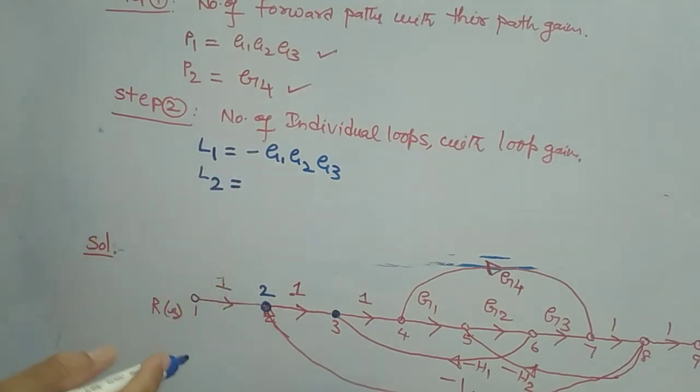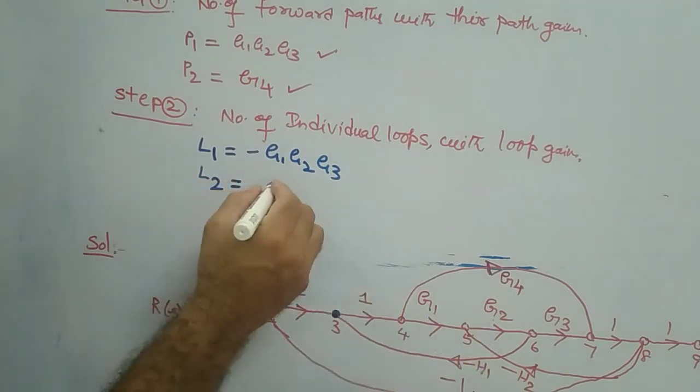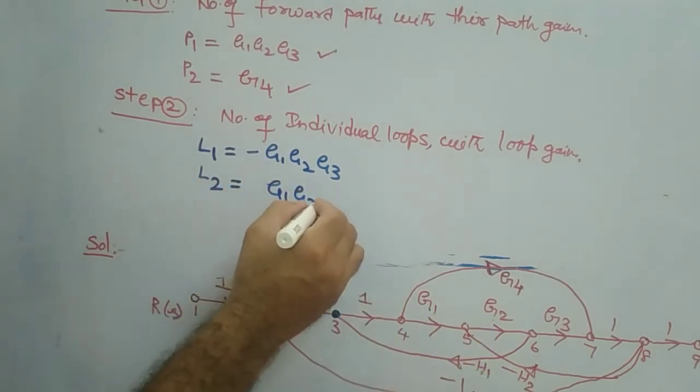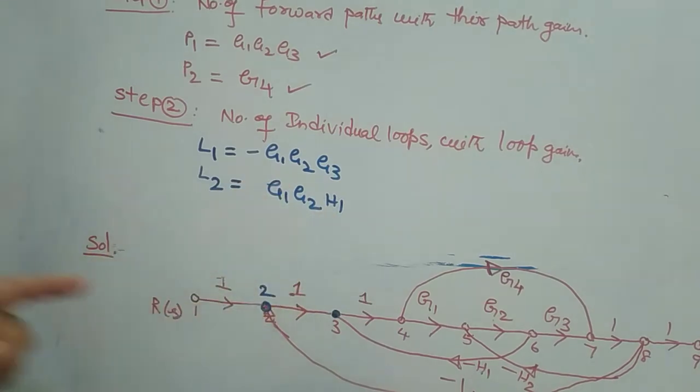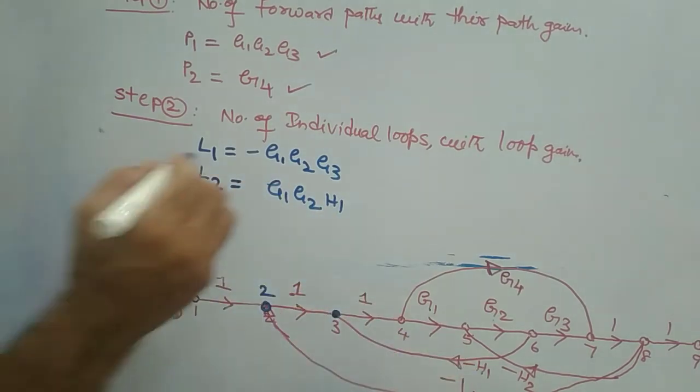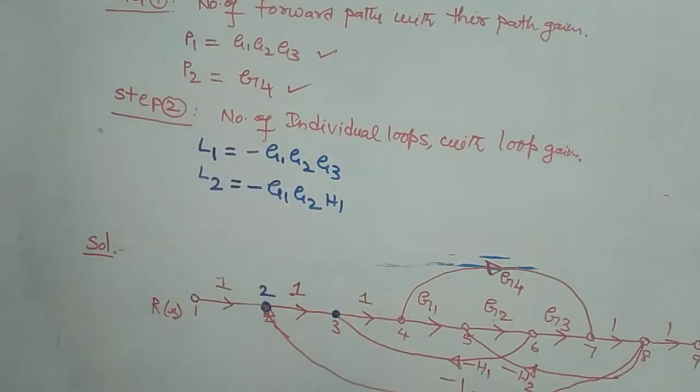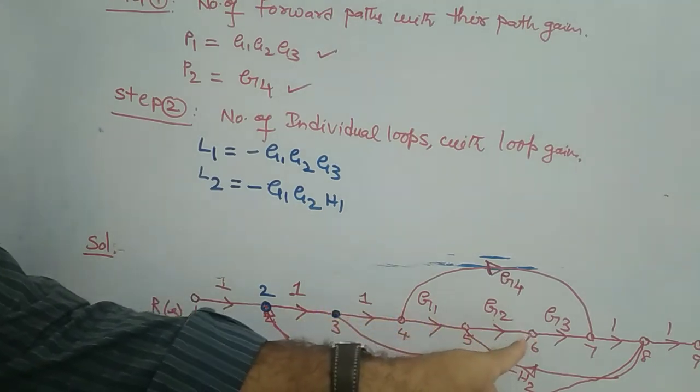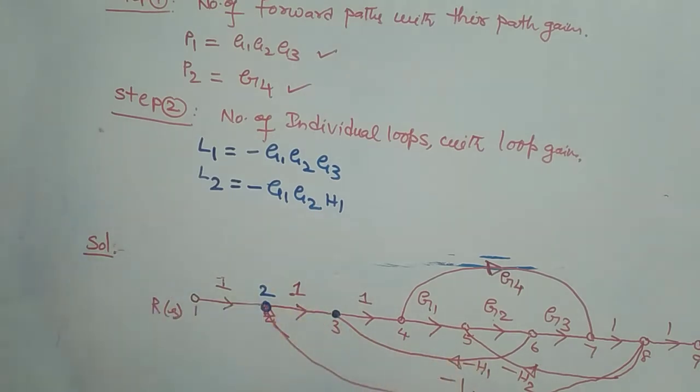So, what is the path gain for this? 1 into G1 into G2 into H1. A minus symbol is there. Therefore, G1, G2, H1, but the sign minus is there. Therefore, you will have a minus sign here also. So, that is your second loop. This one from the third node going up to 6, coming back to third. That is your loop 2.